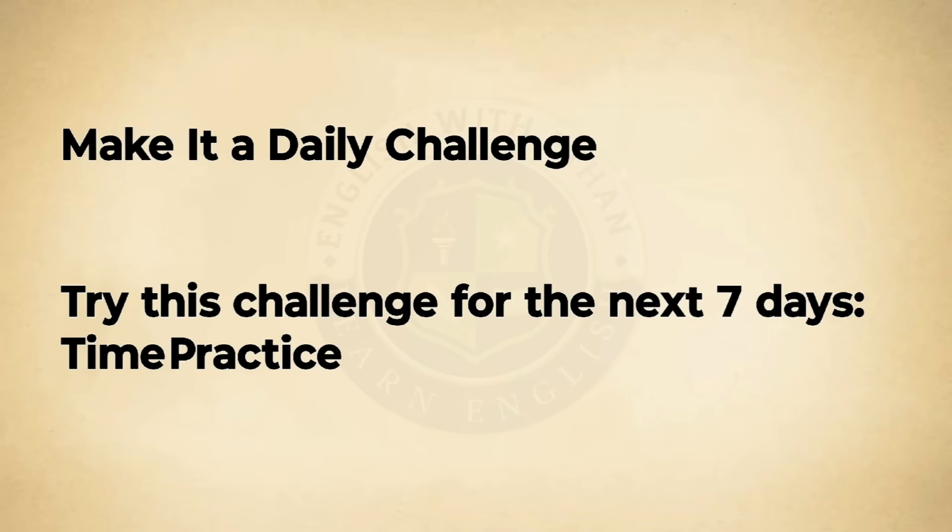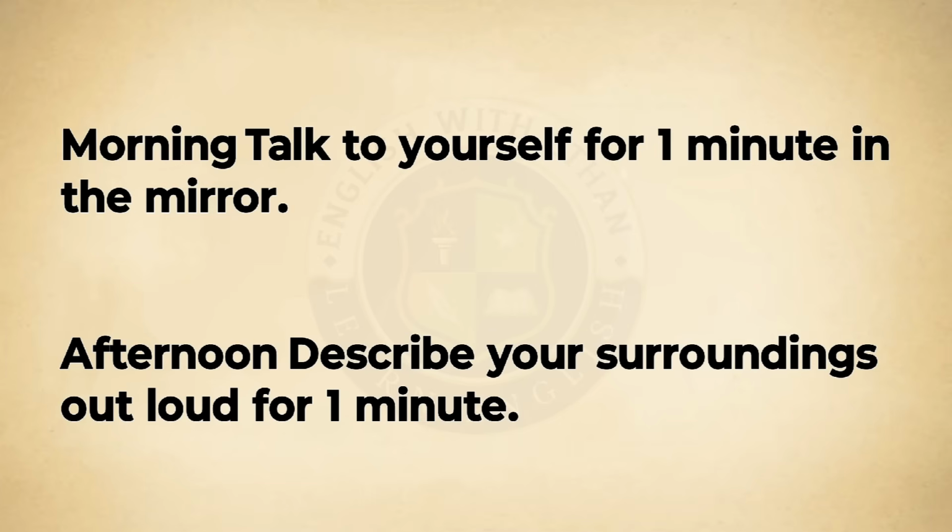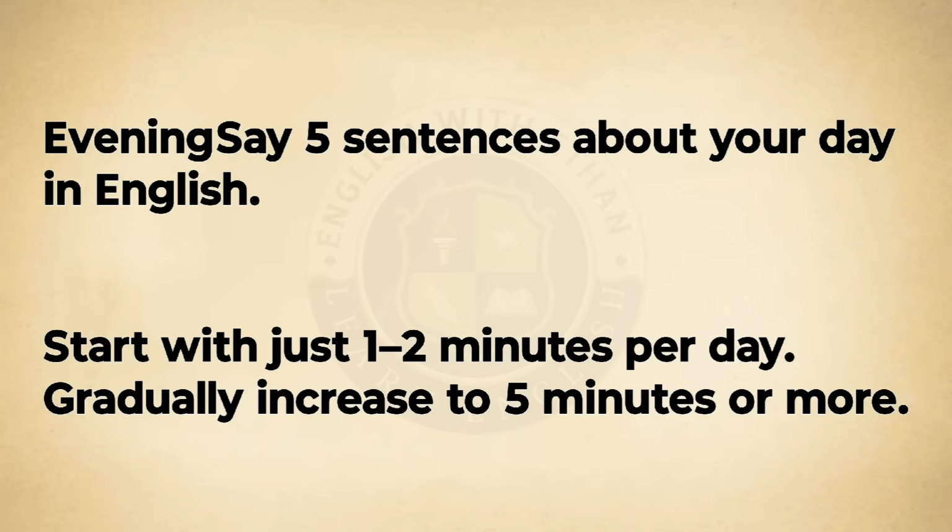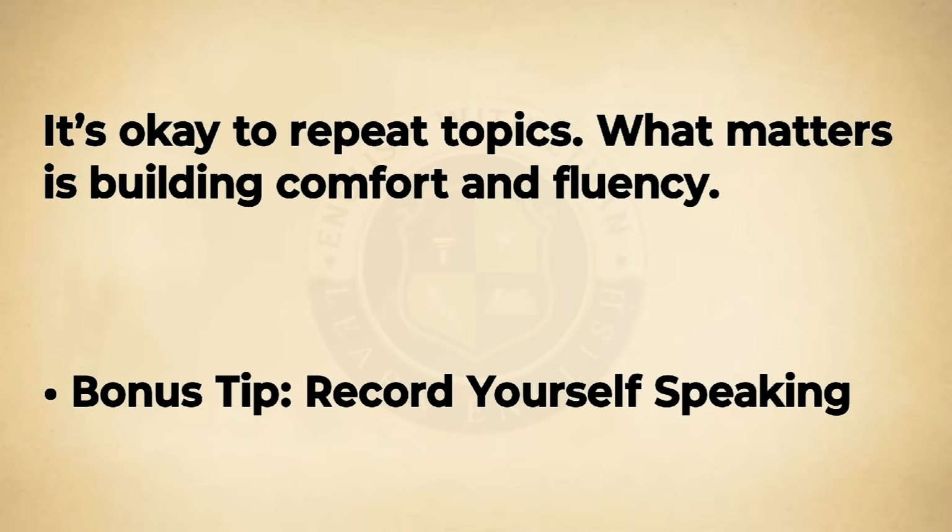Make it a daily challenge. Try this challenge for the next 7 days. Time, practice. Morning, talk to yourself for 1 minute in the mirror. Afternoon. Describe your surroundings out loud for 1 minute. Evening. Say 5 sentences about your day in English. Start with just 1 to 2 minutes per day. Gradually increase to 5 minutes or more. It's okay to repeat topics. What matters is building comfort and fluency.